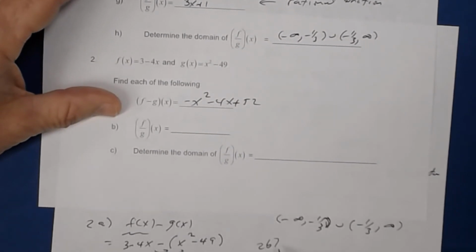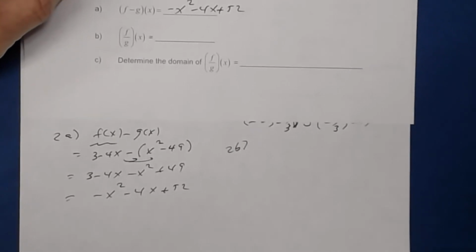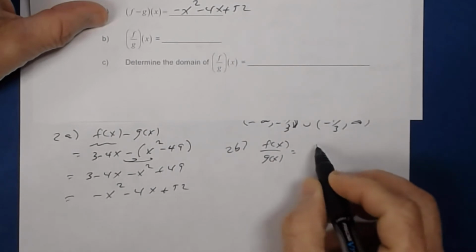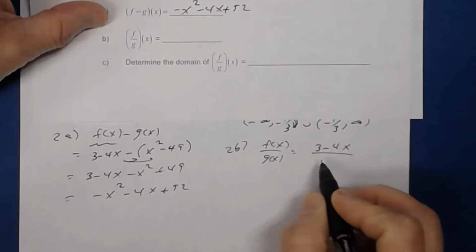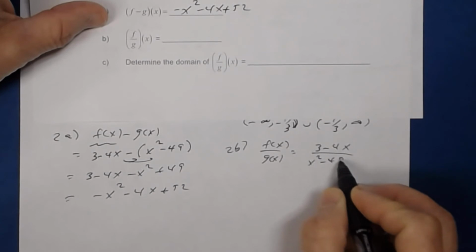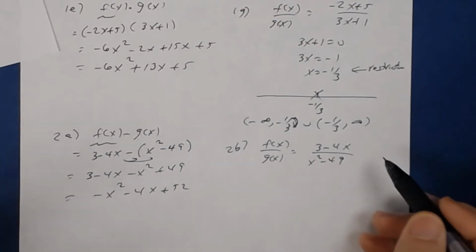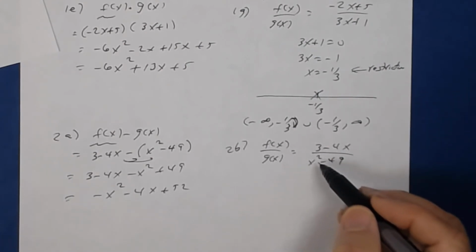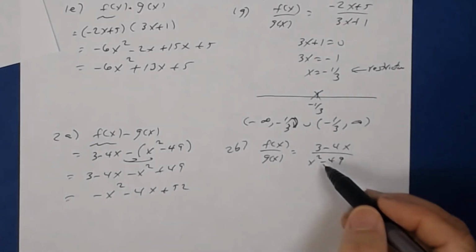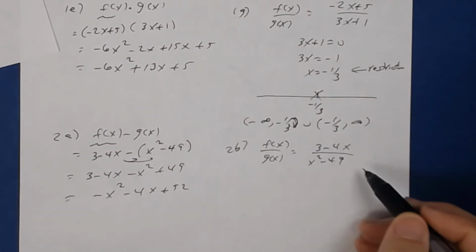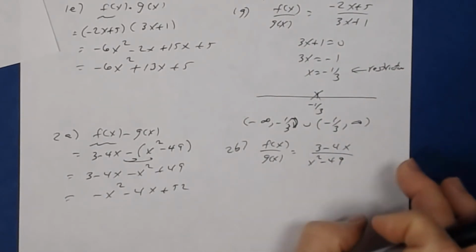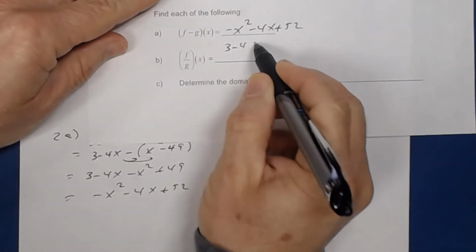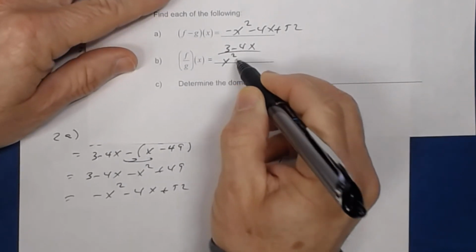So it'll be 2b here. So f divided by g means f of x divided by g of x. f of x is 3 minus 4x. g of x is x squared minus 49. Now, again, you have this rational function. If you can factor and reduce, you can. Obviously, I can factor this because there's a difference of two squares, but it can't be reduced. Since I can't reduce, I'm leaving it alone. So that's going to be 3 minus 4x divided by x squared minus 49.